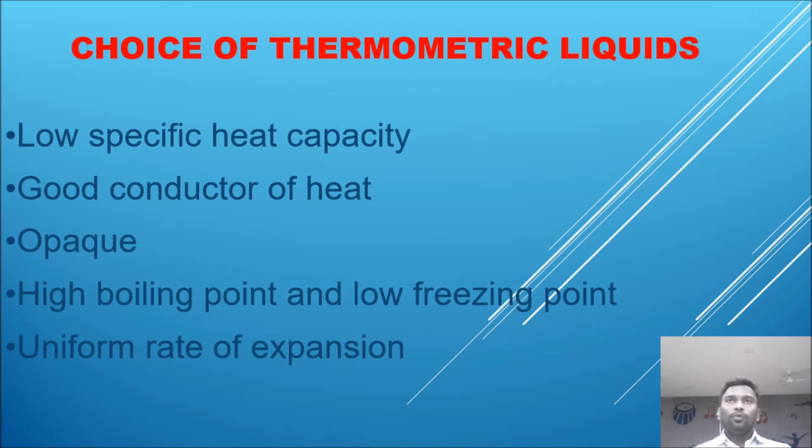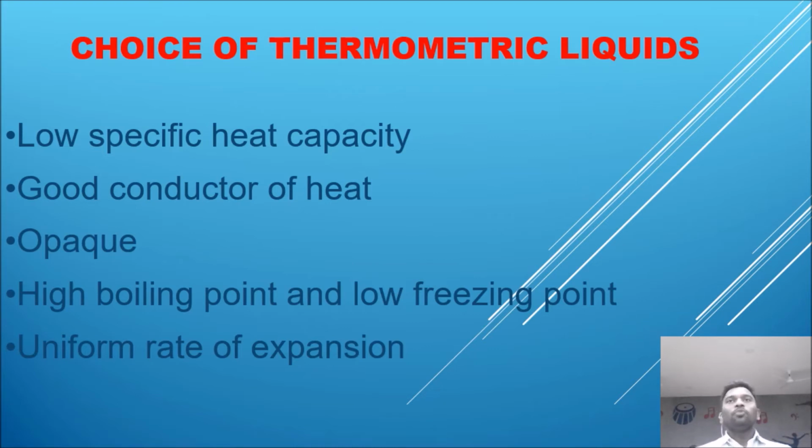A few of the properties are given on the screen. The first one is low specific heat capacity. What does it mean by low specific heat capacity? The amount of heat energy required to raise the temperature of 1 kg of a substance by 1 degree Celsius is called specific heat. So in these liquids, the specific heat must be low.